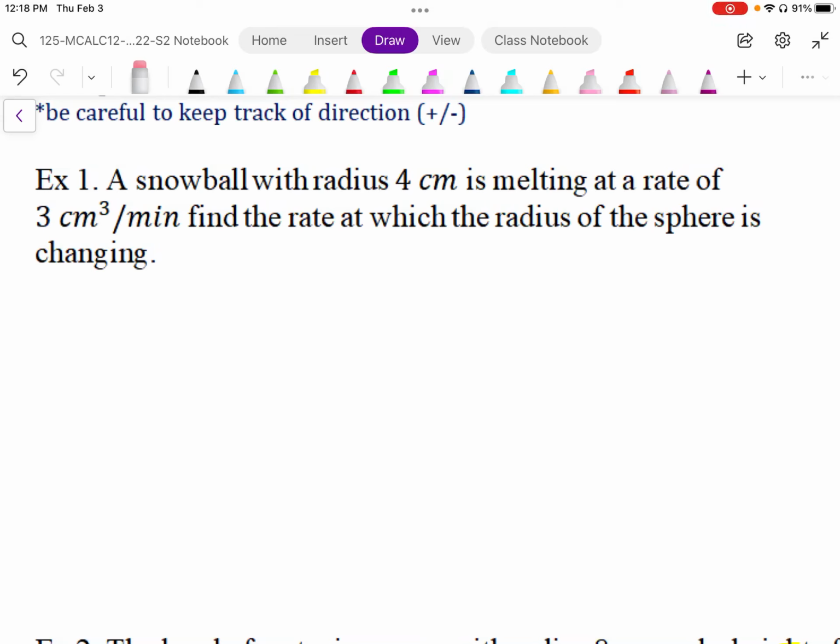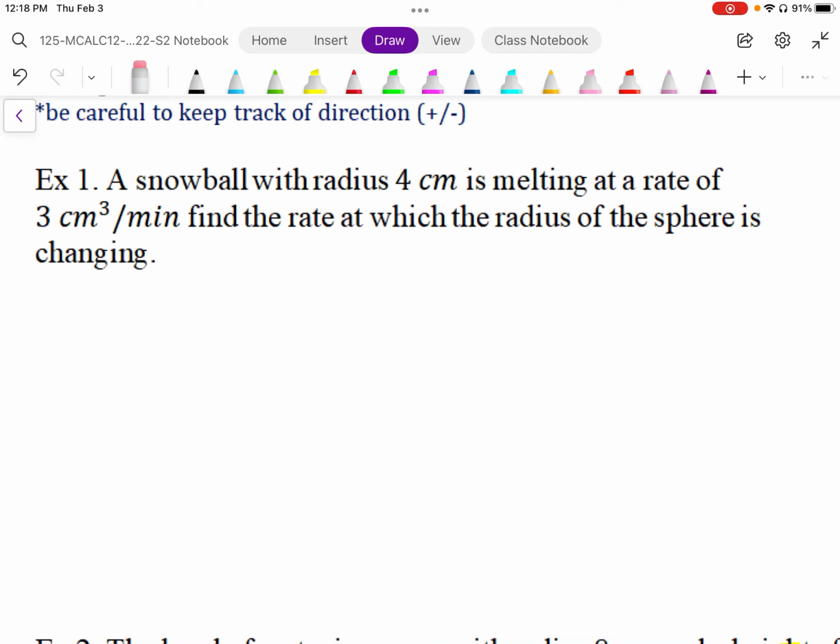Example 1 says, a snowball with radius 4 centimeters is melting at a rate of 3 centimeters cubed per minute. And it says, find the rate at which the radius of the sphere is changing. So this is a typical snowball problem. It's related to the balloon problem where as we change the size of the snowball or volume, the radius of that snowball or balloon changes.